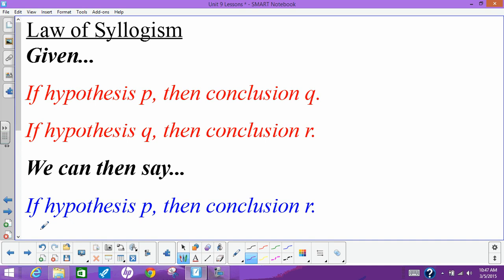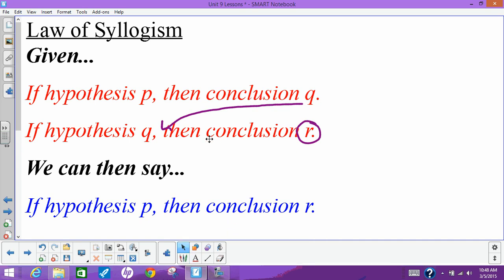So our two conditional statements, the first one, we have our hypothesis is P and our conclusion is Q. And since we have a third piece, we need to use some different letters. So in our second statement, our hypothesis is going to be the same, Q. And the new conclusion is we like to call R.